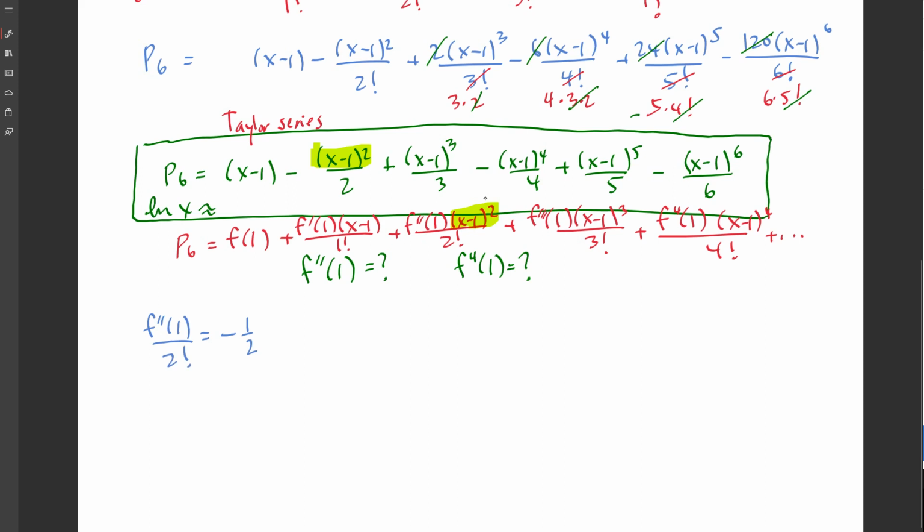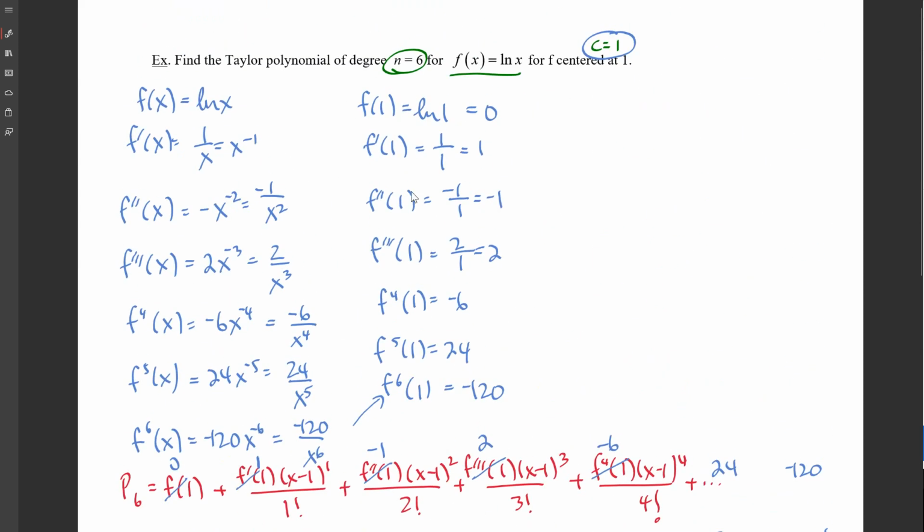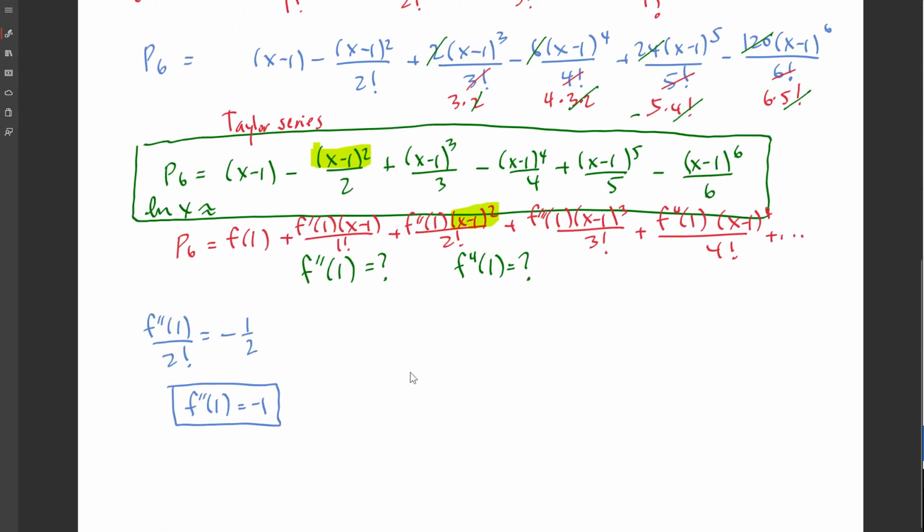All right, 2 factorial is just 2. So what I have is f double prime at 1 is equal to -1. All right, so that's what I get for my second derivative. Is that correct? Well, let's go back up here. My second derivative at 1 is -1. Okay, let me go see if I can find my fourth derivative.